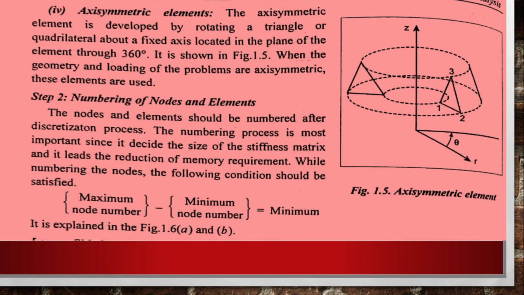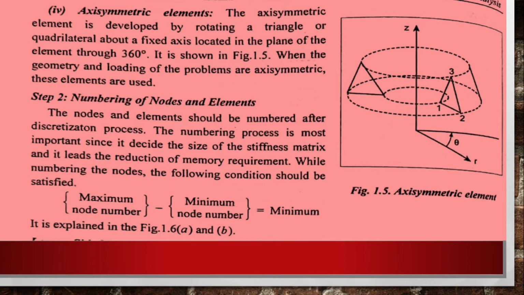When we rotate a triangular element from the initial point through 360 degrees of rotation about the fixed axis, we get one symmetric shape, equally about 360 degrees. So that shape is called an axisymmetric element. When the geometry and loading of the problem are axisymmetric, these elements are used. Okay, so this is the axisymmetric element.